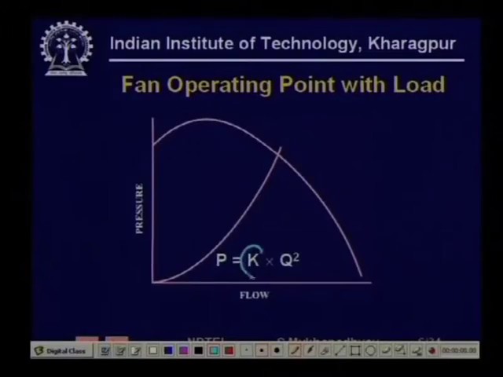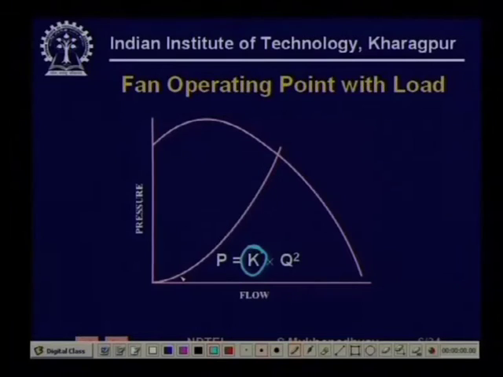So the load typically follows such an equation with some constant k. If it is a narrow constriction, the value of k is going to be high. If it is an open constriction, the value of k is going to be low, and so on. If you connect such a load across the pump, then they will intersect, and this is the operating point.